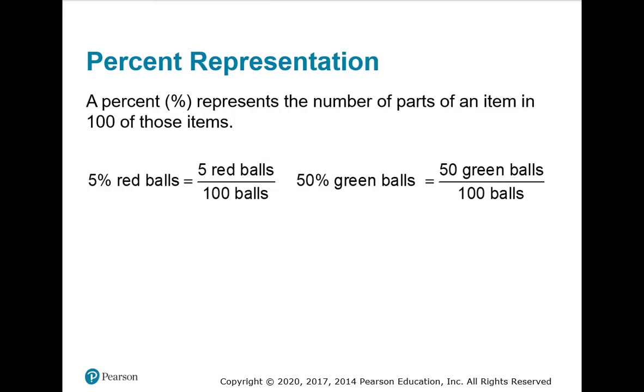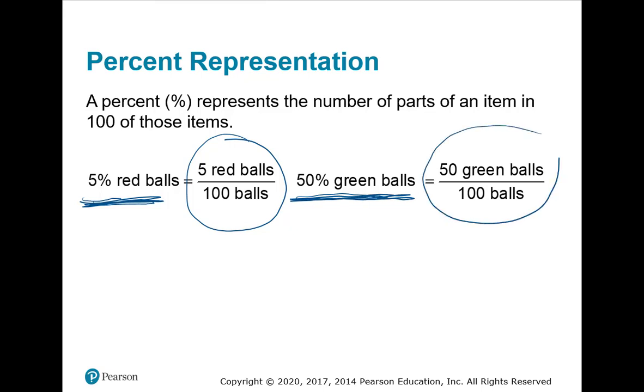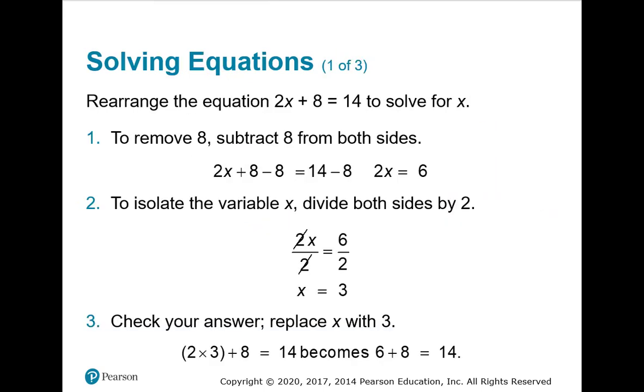Let's say that I was told that 5% of all of the balls somebody had were red balls. Well, saying that something is 5% is saying that 5 out of 100 balls are red. Let's say I had a bucket of balls and 50% of them were green balls. I can also take that percent and say, okay, well, if that bucket had 100 balls, then 50 of them would be green.